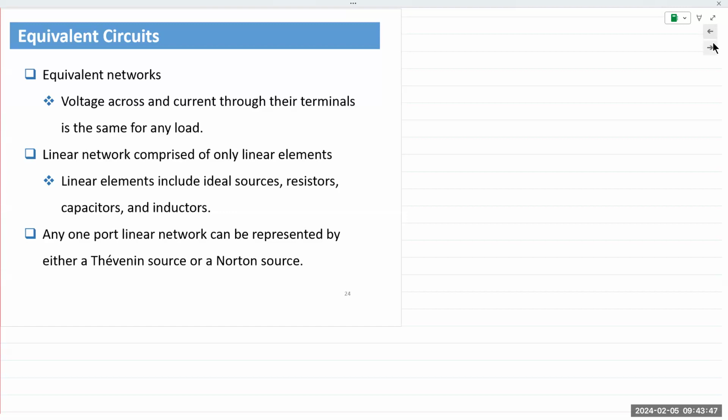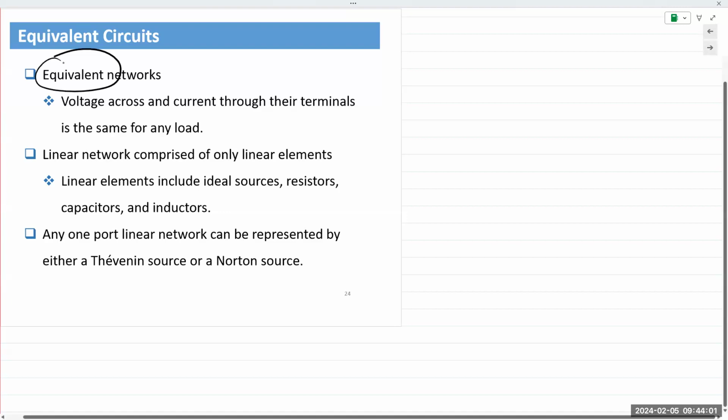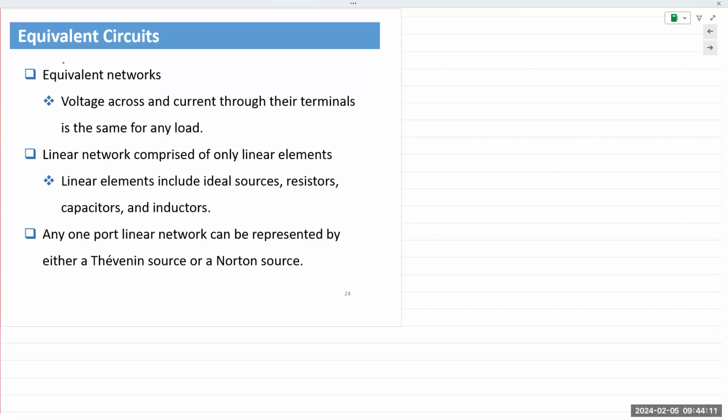Hence, equivalent circuit, okay? The rest of the circuit is represented by an equivalent voltage source and a resistor in series, or an equivalent current source and a resistor in parallel. And that's where the term equivalent comes from. So again, the voltage and the current through those terminals will remain the same no matter what the value of that component is.